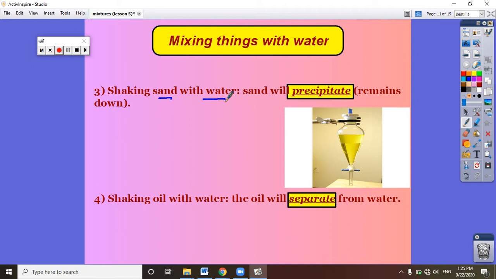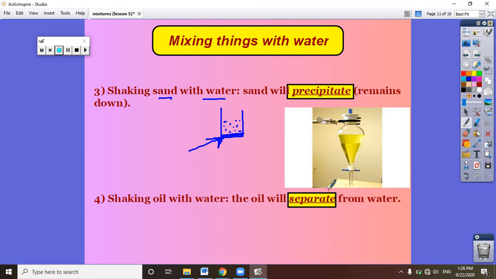I can see that the sand here, that's the beaker, will precipitate here. What is the meaning of precipitate? It remains here, and the water will be above it. So when we make a mixture of sand and water, the sand will precipitate, or remain down.